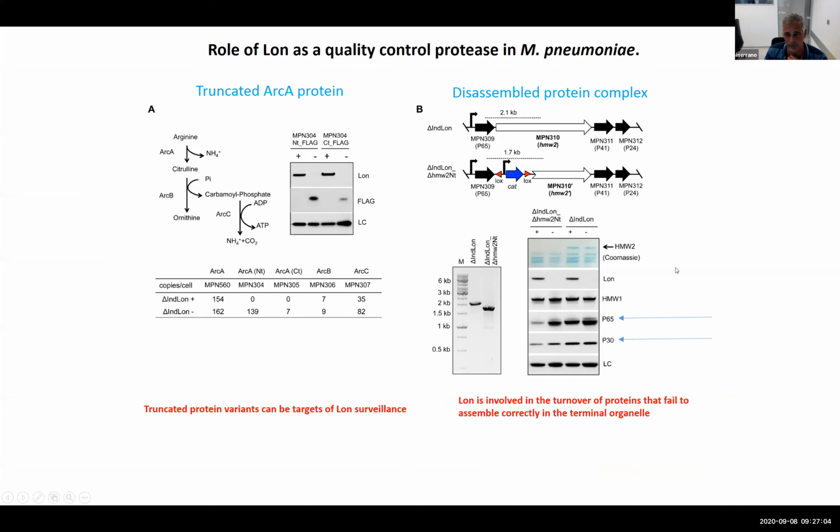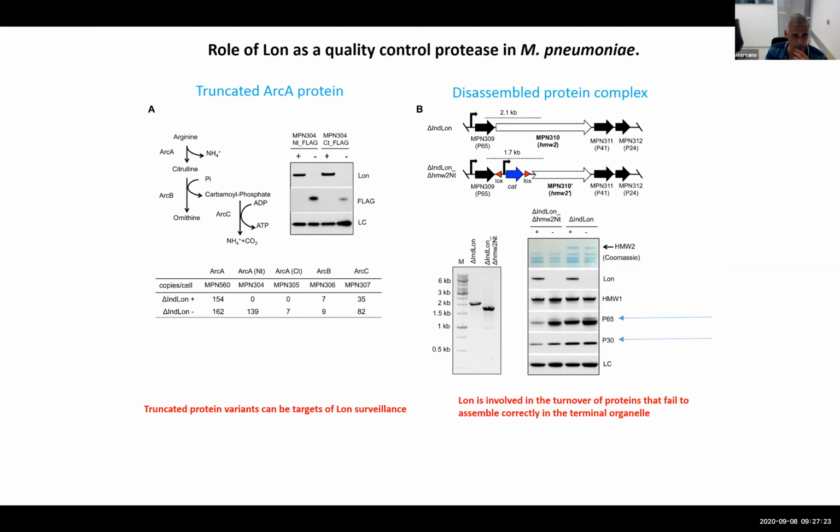Then Lon, aside from regulating the levels of protein which are folded, we found that there are a lot of proteins in Mycoplasma which are pseudogenes. For example, the ARC8 protein is divided into halves. It has a stop codon. We have sequenced it. It's very clear. The protein is not functional at all.